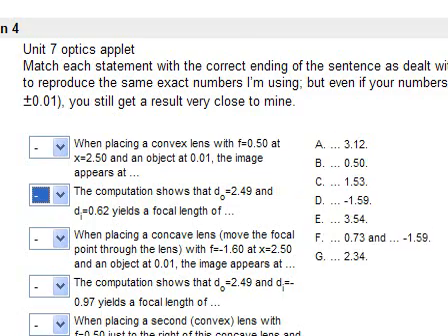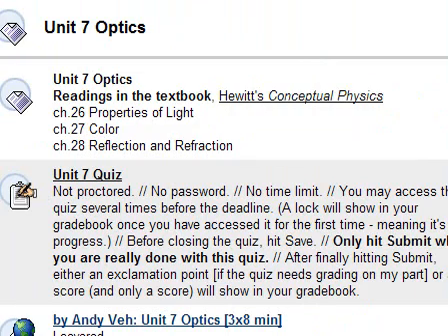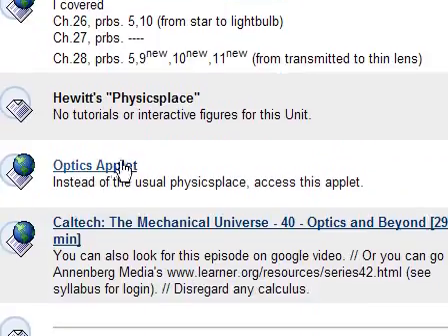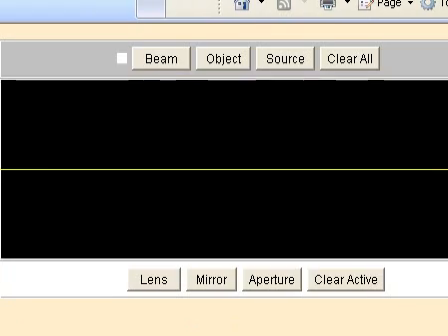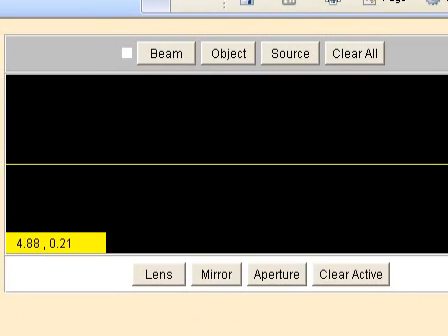Okay, I'm going to push this to the side here so that I can actually open the applet. And there it is. And it takes a moment. Okay, there it is. Now on the side I have open the quiz so I can look at the numbers. So it says place a lens.